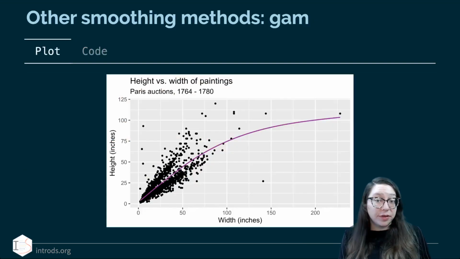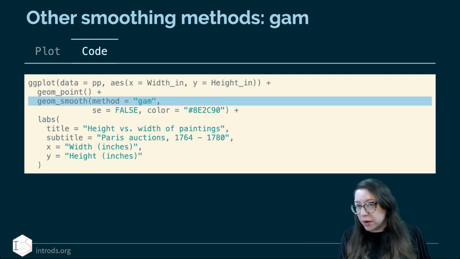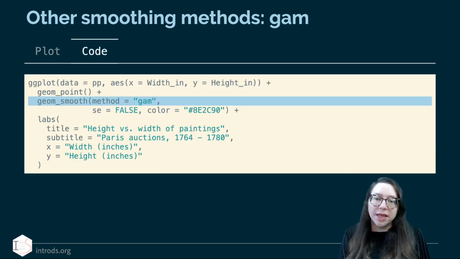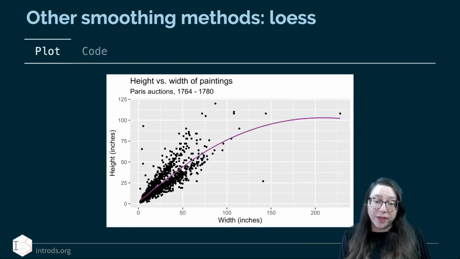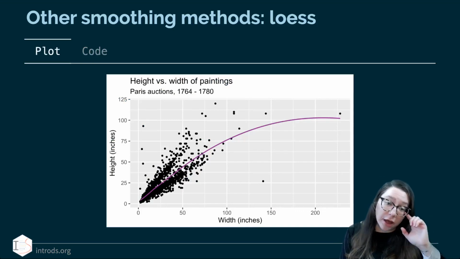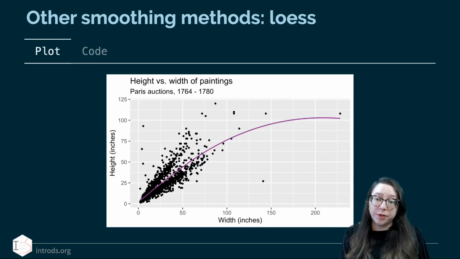We can also use other smoothing methods. So here we have a generalized additive model, which we're not going to talk a whole lot about in this class, and also a loess fit. So this basically gives us not a linear model, but a curved fit between these two.